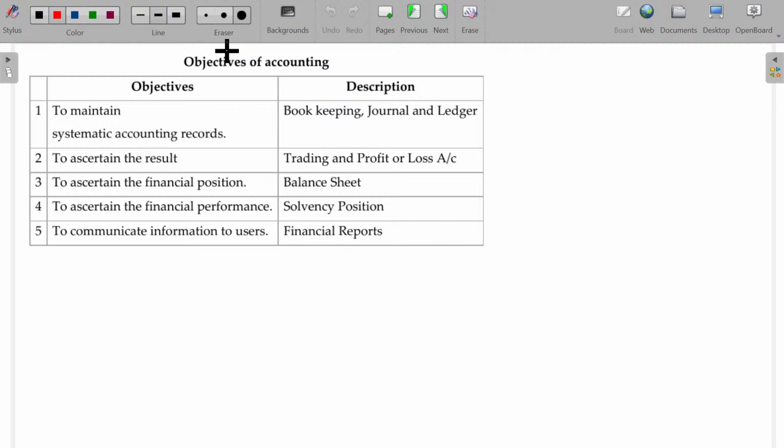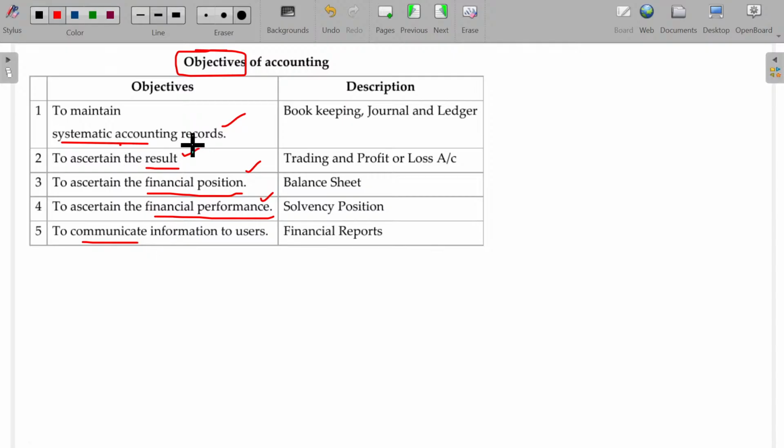Now, what are the main objectives of accounting? What are the main objectives? So the main objectives are systematic accounting records, ascertaining results, ascertaining financial position, ascertaining financial performances, and communicating information. So maintaining the records and knowing the results of the company, financial position and financial performances, and communicating.